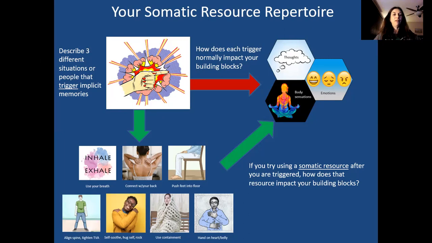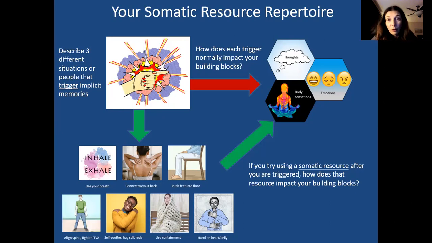I align my spine a little bit. I self-soothe in some way, such as hugging myself, rocking myself. I use containment resources, such as wrapping myself in a blanket, such as hugging myself. Hand to my heart, hand to my belly, which is a centering resource.